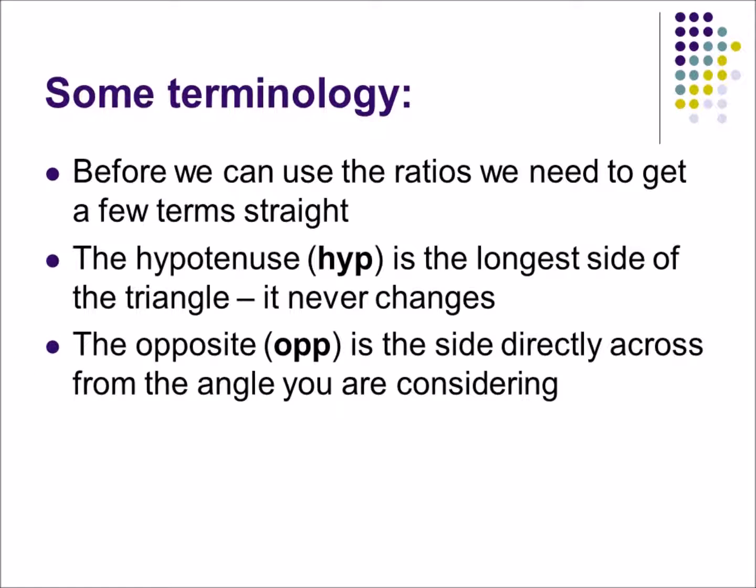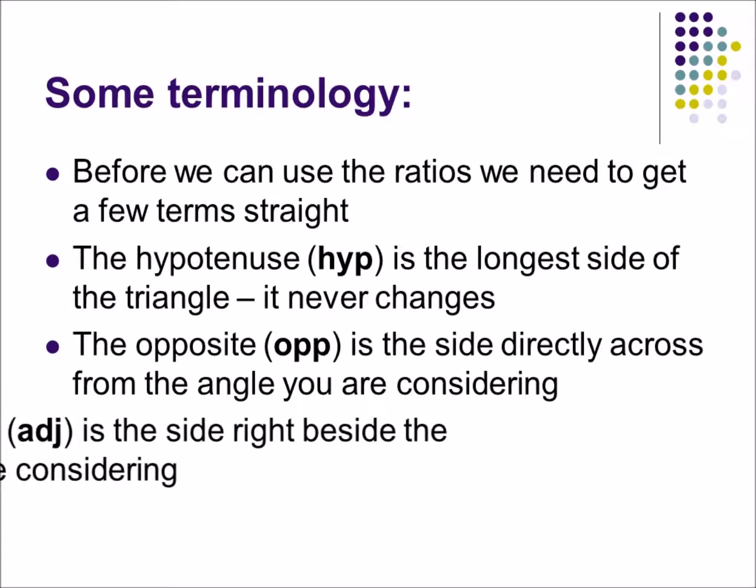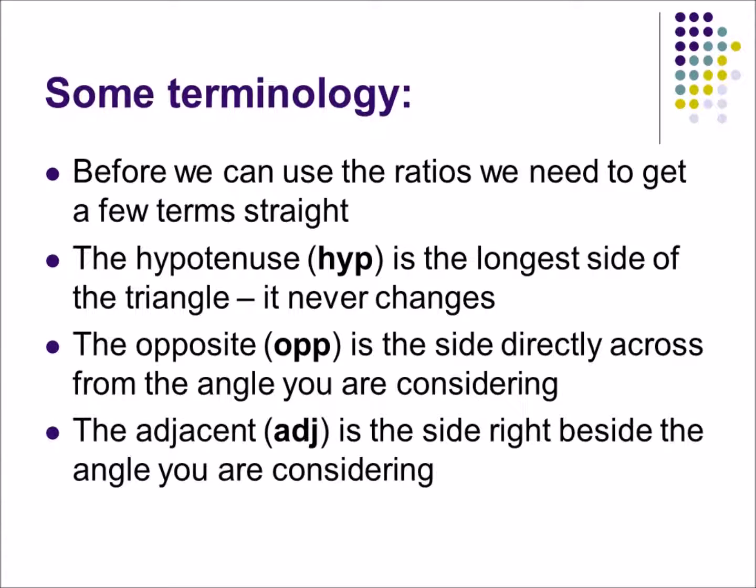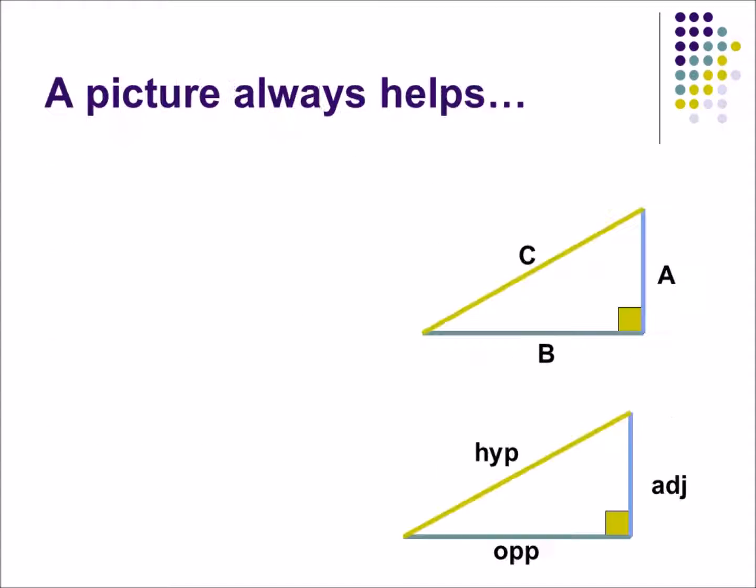The opposite, though, is the side directly across from the angle you're considering. Which side is opposite depends on which acute angle you're looking at. And the adjacent is the side adjacent to, or right next to, right beside the angle you're considering. And that changes also depending on what angle you're looking at.